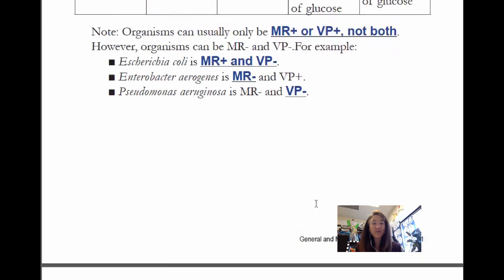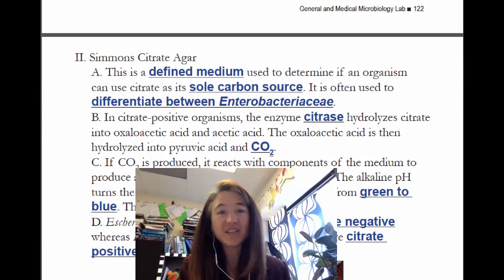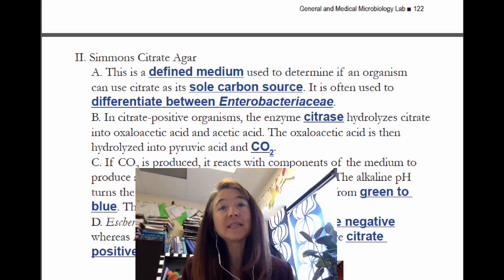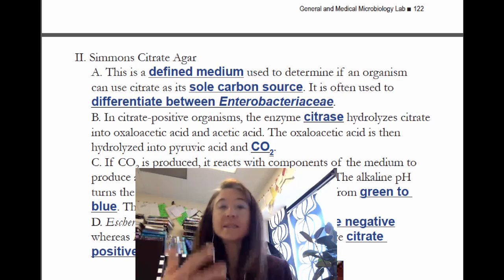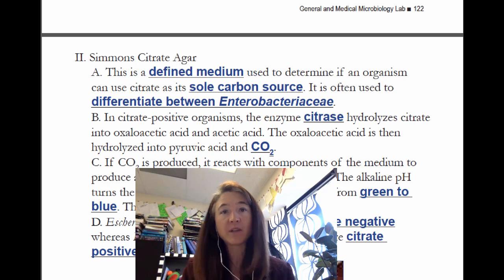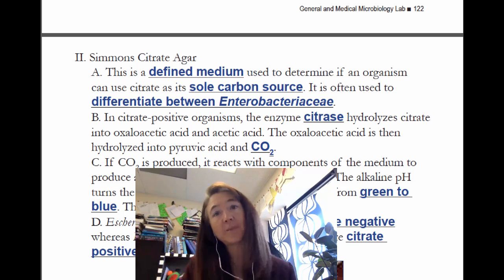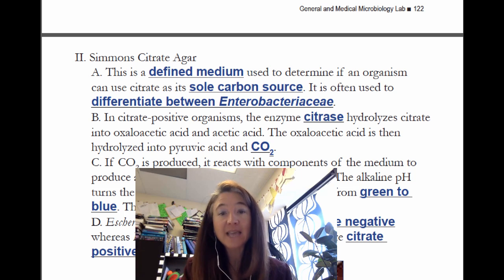That was a quick review of the MRVP as we covered it last time, and so we need to launch into some new tests now, beginning with the Simmons citrate agar. This is yet another test that helps us amongst that family, Enterobacteriaceae, wanting to be able to differentiate things like E. coli from things like Proteus mirabilis or Enterobacter aerogenes or Klebsiella pneumoniae. These are all members of the family Enterobacteriaceae. And this is a great test to help us do that.